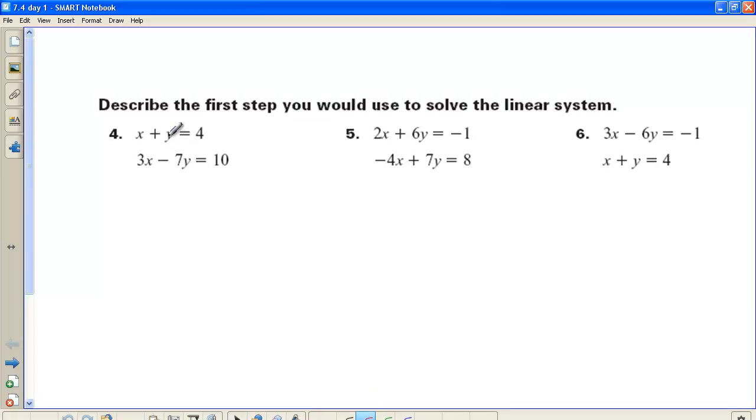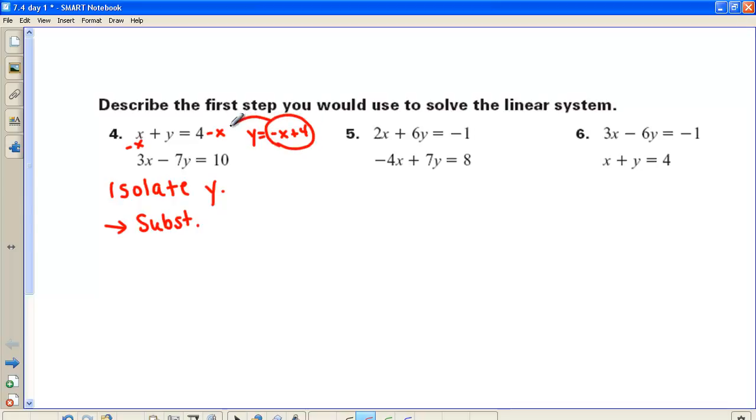So I think most of you would probably choose to isolate either the x or the y. So let's say we choose to isolate y. So we would have y equals negative x plus 4. So you might say your first step would be to isolate y. If that's your choice, then your method would be substitution, because you would substitute this expression in place of y. That's great.